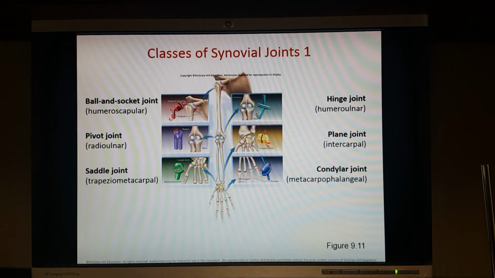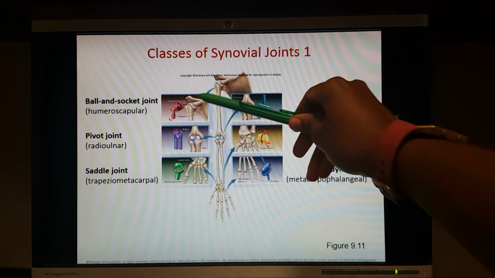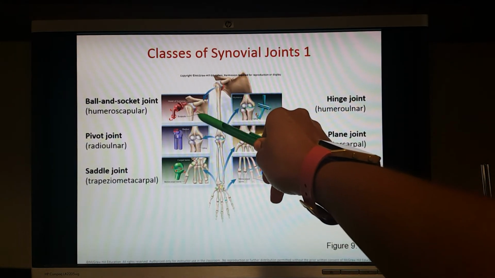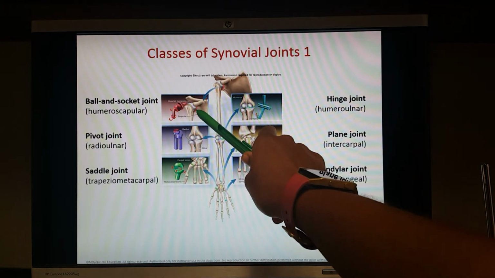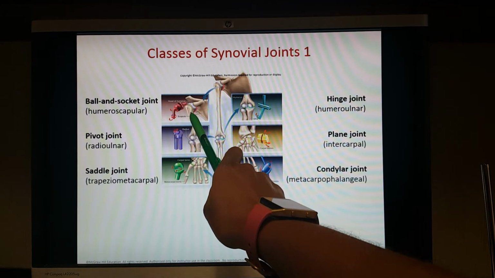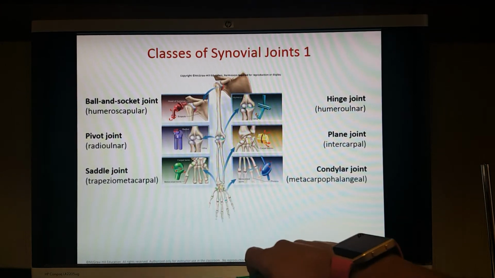There are 6 classes of synovial joints, and they're based on their movement and shape. So the first one, and one type that has the widest range of movement of all the synovial joints, is the ball and socket joint. So you have a ball and socket joint in your shoulder joint. So this is actually the humeroscapular joint. So between the humerus and the scapula in the shoulder.